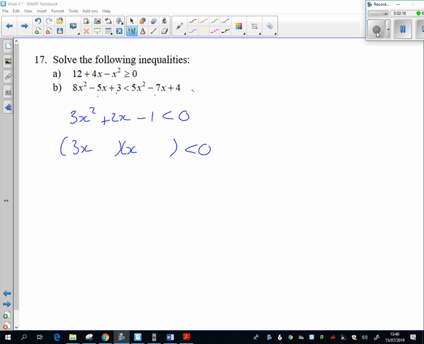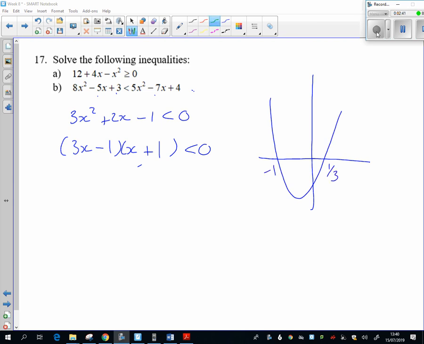Well, 3 is a prime, so it has to be 3x and x. 1 is a prime, so it has to be 1 and 1, so it's just deciding where the plus goes. So if I put a plus there, I've got plus 3x minus 1x, so I've got my 2x. So really quick sketch. So my roots are at minus 1 and a third.